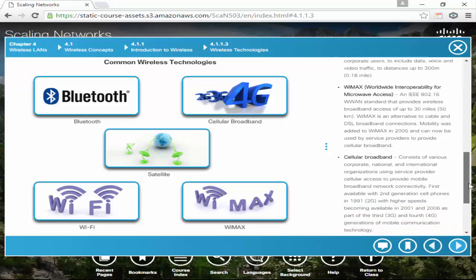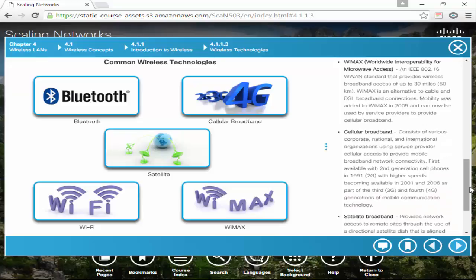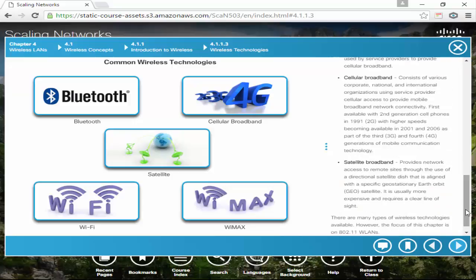Cellular broadband consists of various corporate, national, and international organizations using service provider cellular access to provide mobile broadband network connectivity, first available with second-generation cell phones, 2G, with higher speeds becoming available in 2001 and 2006, part of the third generation and fourth generation, 3G and 4G, of mobile communication technologies. Satellite broadband provides network access to remote sites through the use of a directional satellite dish that is aligned with a specific geostationary Earth orbit satellite. It is usually more expensive and requires a clear line of sight.